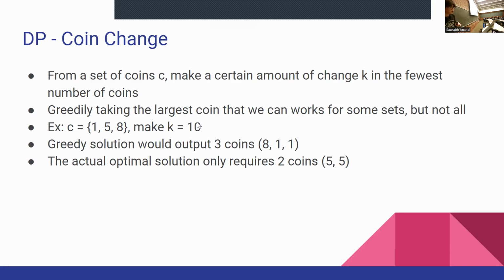And here's a counterexample. If we have the coins 1, 5, and 8, and we're trying to make 10 cents, if we just greedily took the largest that we could, we would take 8, and then we'd have to take 2 1s, right? Because we couldn't fit another 5 or 8. And that would give us 3 coins. The actual optimal solution we can easily see is just take 2 5s, and that only requires 2 coins. So that's better.